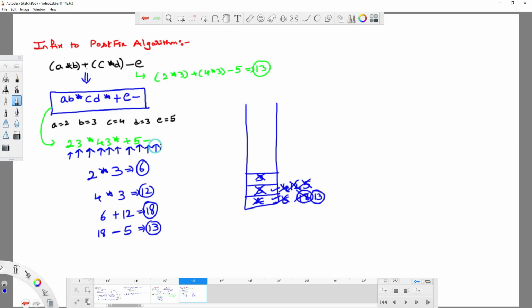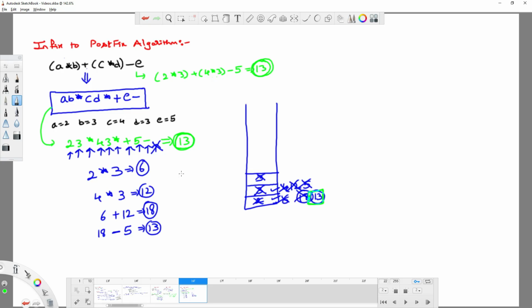Now is there any expression left? No, expression done. Once the expression is done, whatever the answer is there in the stack, that will be our result. So have we got the result as 13? Yes. In infix notation we got the result as 13. In postfix notation also we got the result as 13. So I can say that both will yield the same result.